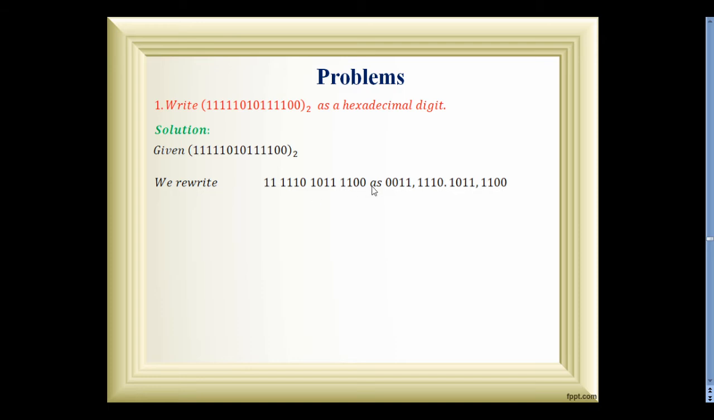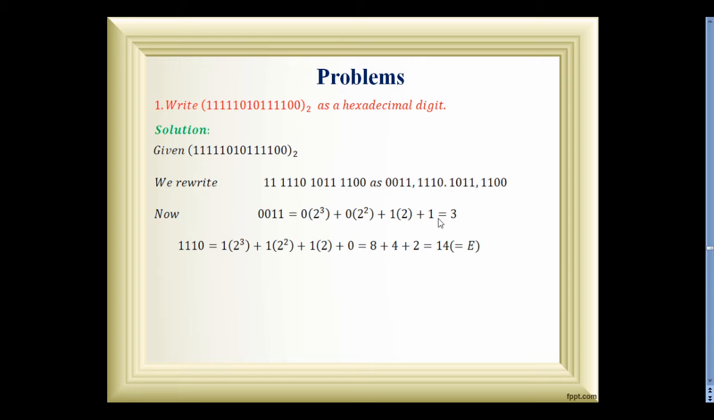So these binary digits are converted like this. Now 0, 0, 1, 1 can be converted into a hexadecimal digit: 0 into 2 cube plus 0 into 2 square plus 1 into 2 power 1 plus 1 into 2 power 0. So on adding we get 3. In the same way, take the second block.